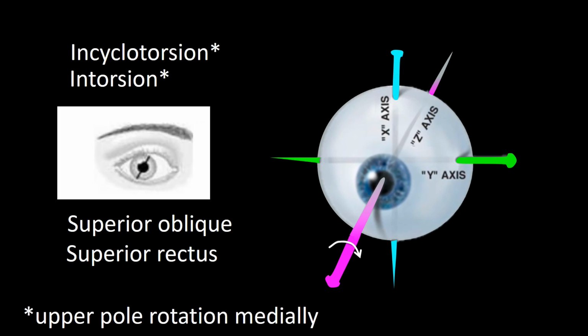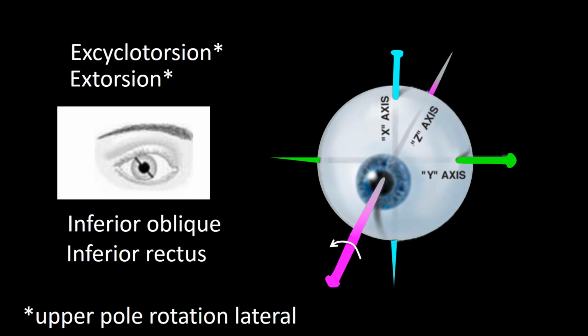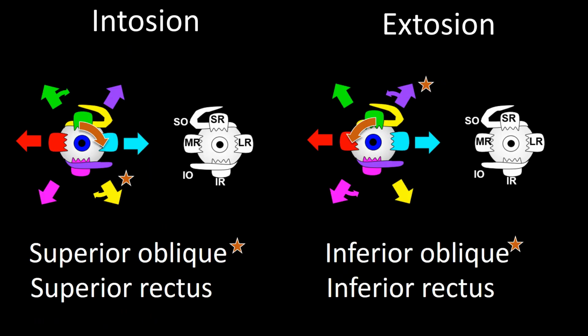intorsion or cyclotorsion, implying rotation in the z-axis in such a way that the upper pole of the eyeball rotates towards the nose, is accomplished by contraction of the superior oblique and superior rectus. Extorsion or cyclotorsion, implying the upper pole going to the ear, is accomplished by the contraction of the inferior oblique and inferior rectus.